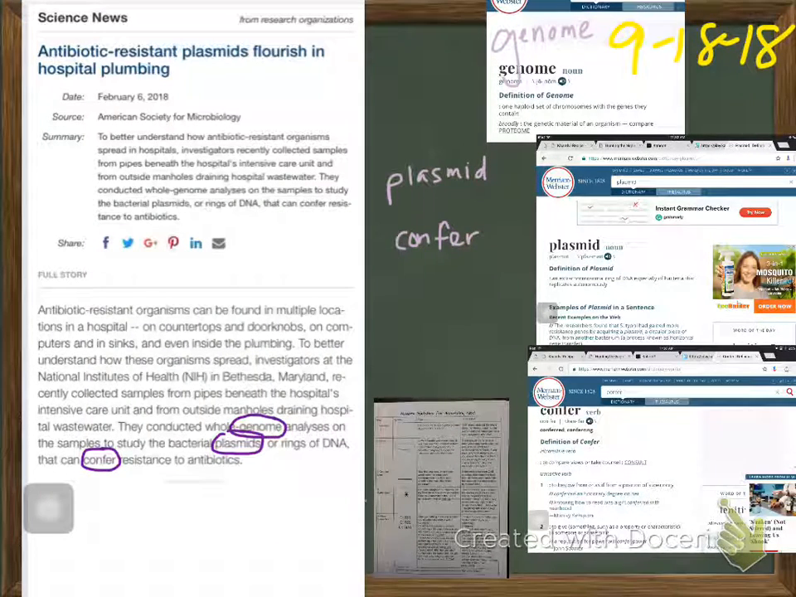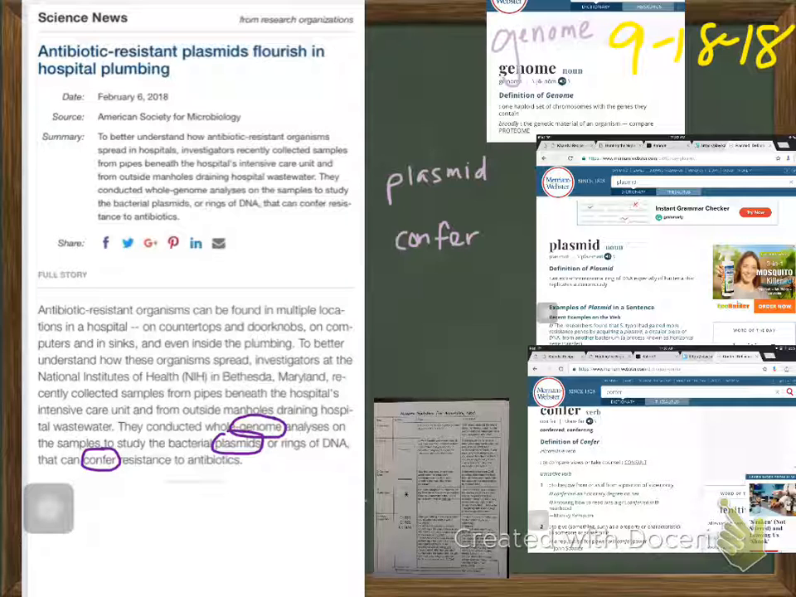Antibiotic-resistant organisms can be found in multiple locations in a hospital, on countertops and doorknobs, on computers, and in sinks, and even inside the plumbing. To better understand how these organisms spread, investigators at the National Institutes of Health in Bethesda, Maryland, recently collected samples from pipes beneath the hospital's intensive care unit and from outside manholes draining hospital wastewater.